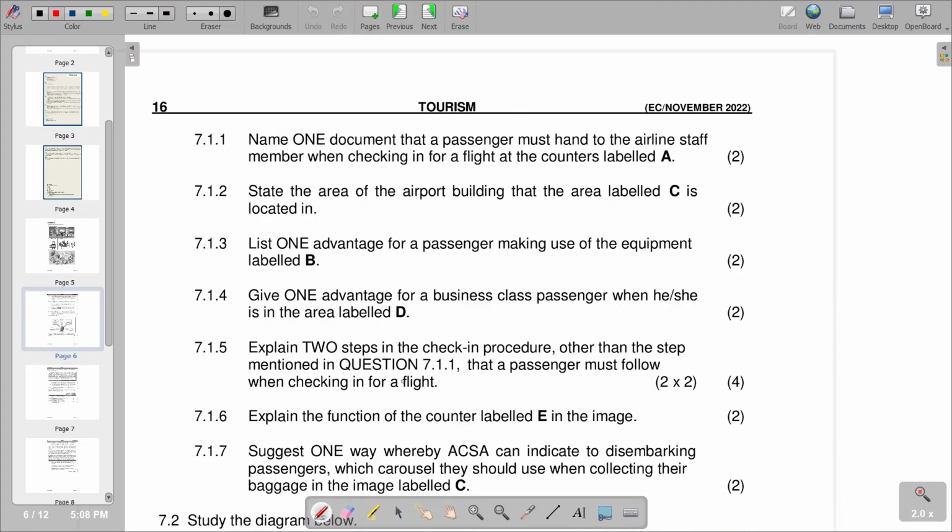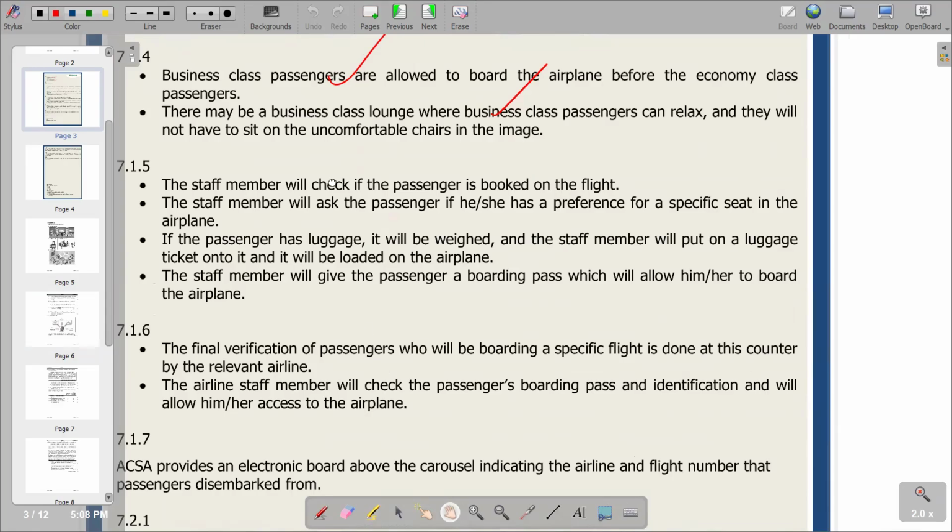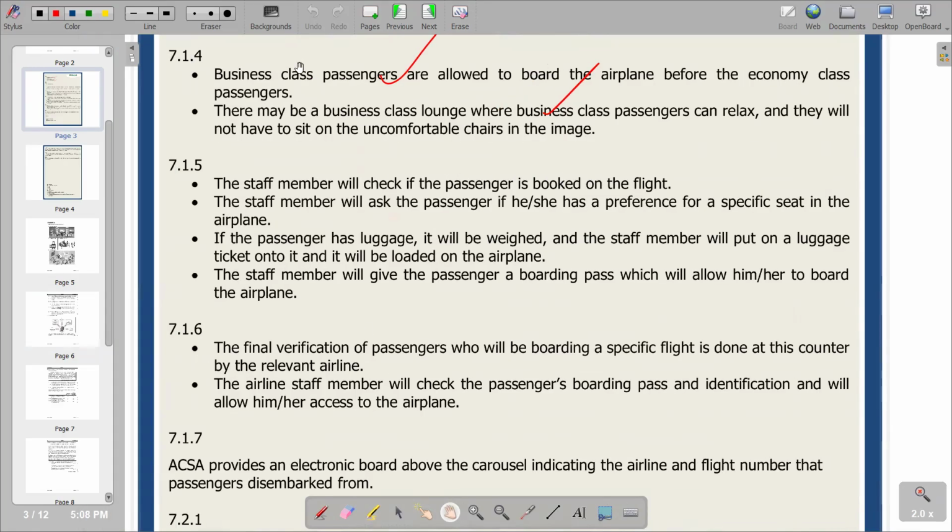Obviously, we also have those other procedures that have to be followed, whereby the staff member will check if the passenger is booked on the flight. So that's another step that should be there. And then the staff member will ask the passenger if he or she has a preference for a specific seat in the airplane. And that's another response that is also correct.